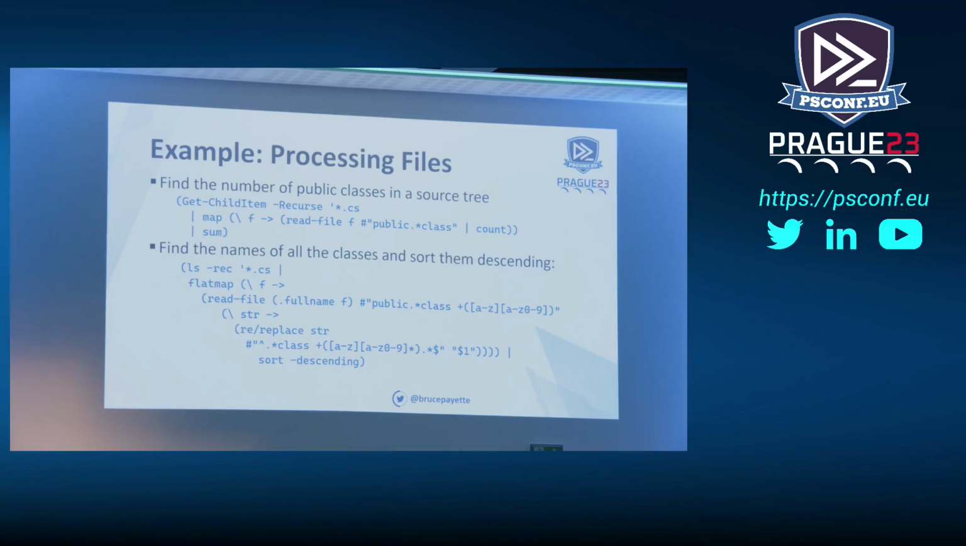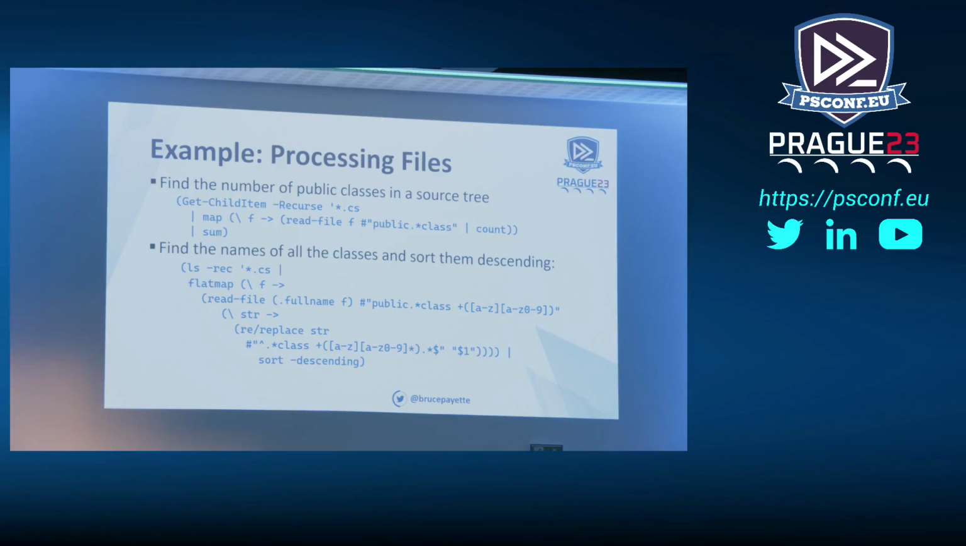Slightly more complex examples. The top one finds out how many classes there are in the source tree, in the C# files. This one gets all the C# files. Flat map is a variation of map. The foreach in PowerShell is equivalent to flat map in functional languages, in that it flattens all of, if the script block returns a collection, that gets flattened into the overall collection. Everything gets streamed out. Map, if map returns a collection, then you have a collection in your collection. If flat map returns a collection, then it gets streamed.